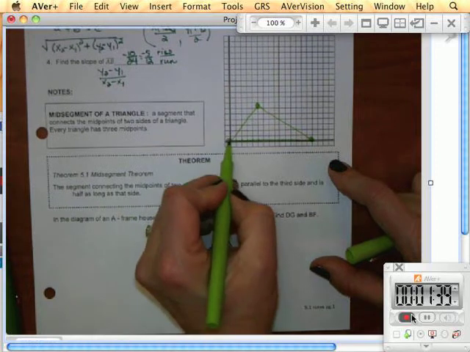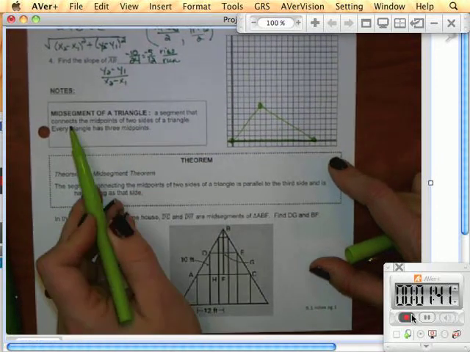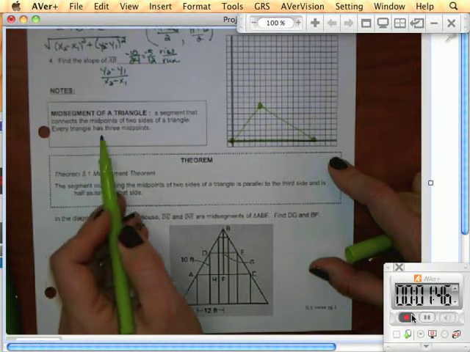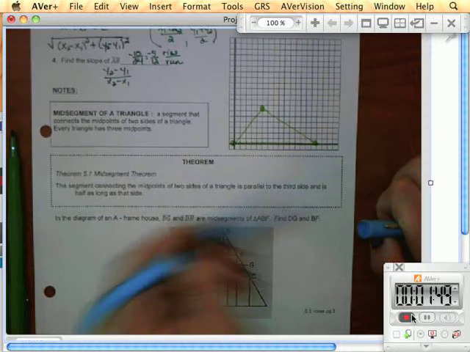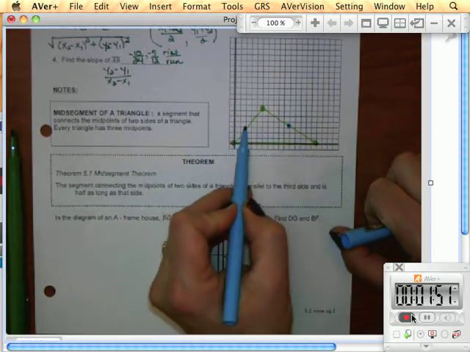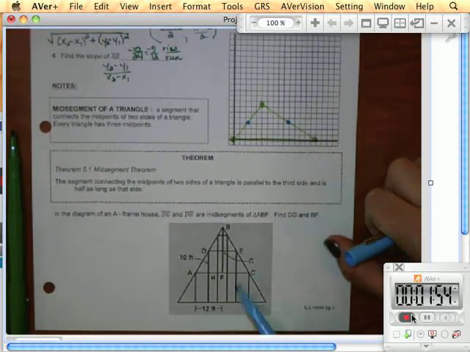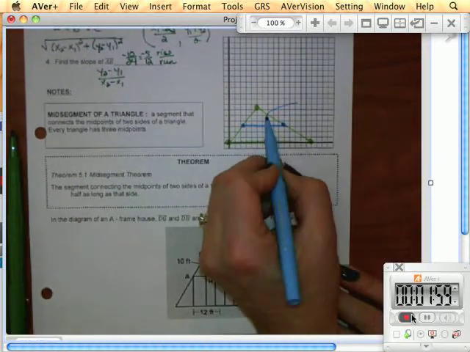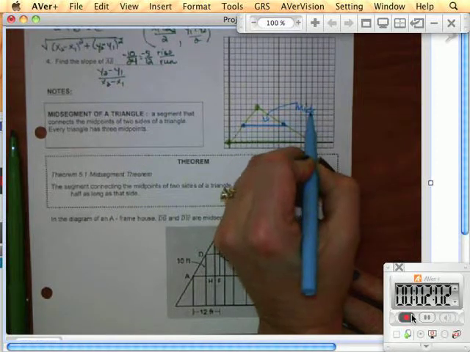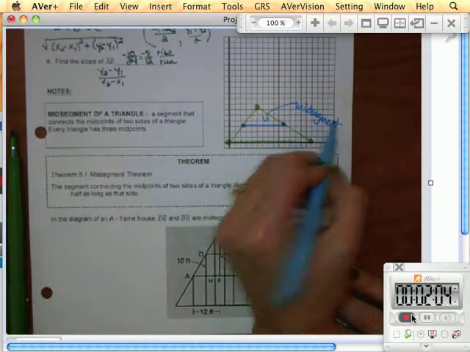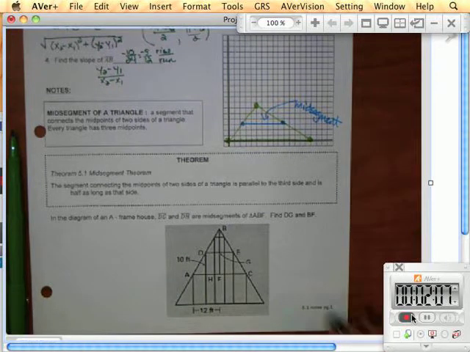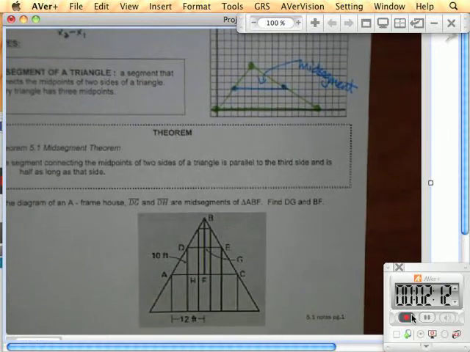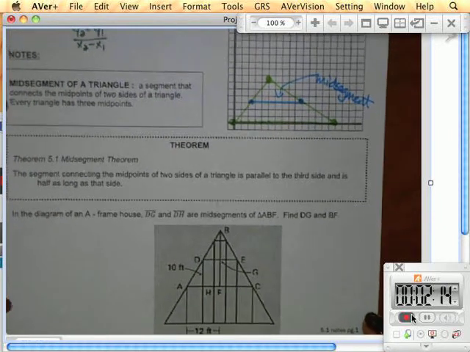Now, it says here the mid-segment of a triangle is a segment that connects the midpoints of two sides of a triangle. And every triangle has 3 midpoints. So I'm just going to pretend that I calculated the midpoints and they're exactly right there, and I'm going to connect them. That is called the mid-segment. It's connected by 2 midpoints.